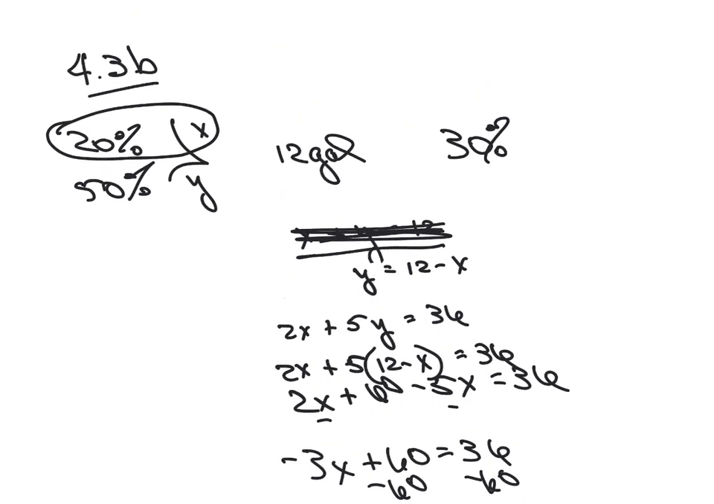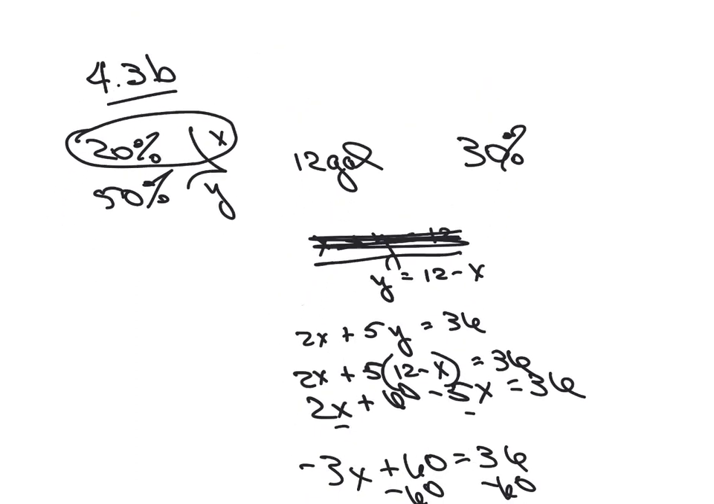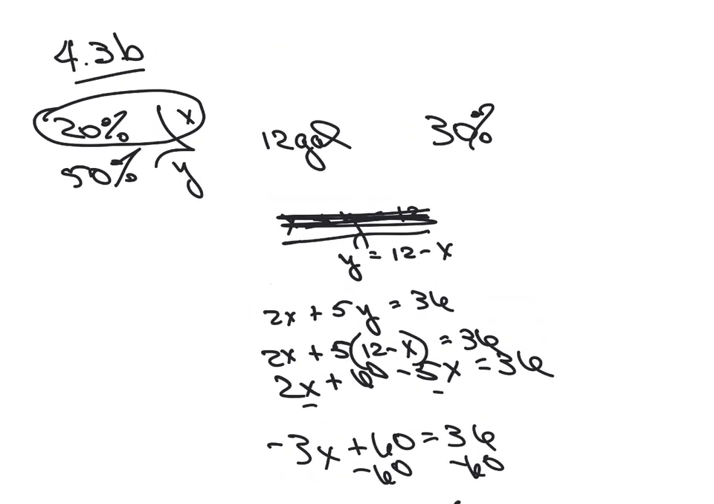Okay, so what did I find out? My x solution, my 20% solution, I have to put 8 gallons of that in there. And my 50% solution, I'm going to take and add 4 gallons. And when I add those two, I'm going to have 12 gallons of a 30% solution.